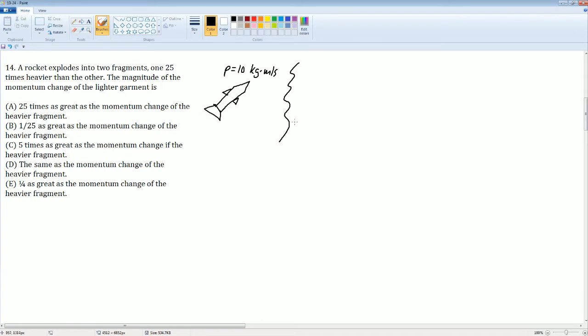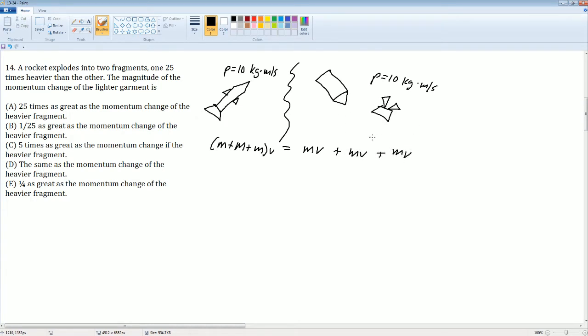So in the end, even if it breaks up into small pieces, like it has this piece and this piece right here with the other pieces, the total here still has to be 10 kg m/s. Their momentums have to add up to the same. This is going to be broken into two pieces, so you could write this as big M plus the other M, times velocity. Individually now, it's MV plus MV. There are different parts to it.